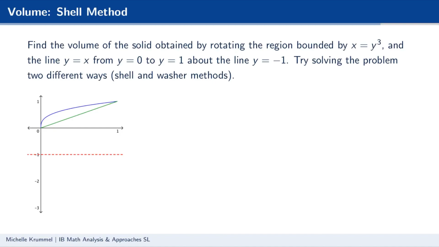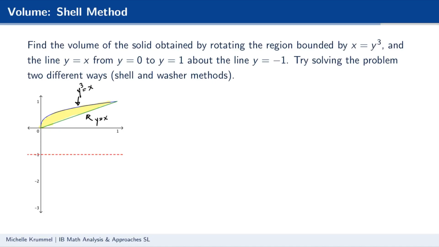And our final example, here we have the equations x equals y cubed and y equals x. So y equals x would be the linear one down here. There's y equals x, and there's x equals y cubed. And we have the region going from y equals 0 to y equals 1. So there's our shaded region.